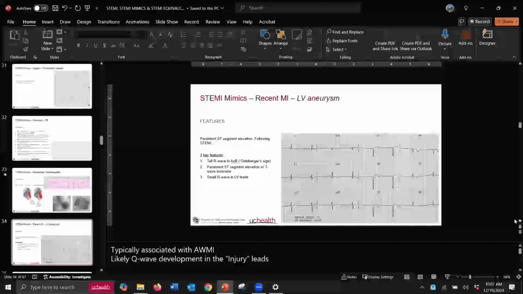Okay. So recent history of an MI and seeing prolonged ST segment changes. Most likely going to be septal anterior stuff, can be lateralized depending upon where it's at, right? So based upon the geography of their MI initially as to what it is today.